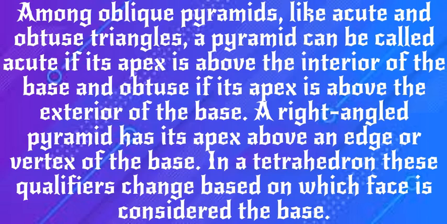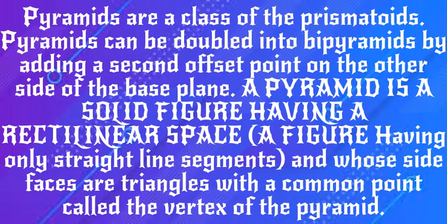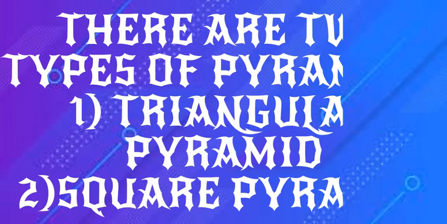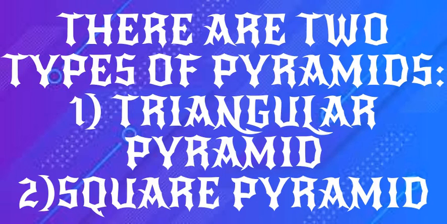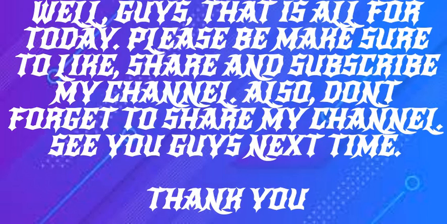A regular pyramid has a regular polygon base and is usually implied to be a right pyramid. When unspecified, a pyramid is usually assumed to be a regular square pyramid, like the physical pyramid structures. A triangle-based pyramid is more often called a tetrahedron. Among oblique pyramids, like acute and obtuse triangles, a pyramid can be called acute if its apex is above the interior of the base and obtuse if its apex is above the exterior of the base. A right-angled pyramid has its apex above an edge or vertex of the base. In a tetrahedron, these qualifiers change based on which face is considered the base. Pyramids are a class of the prismatoids. Pyramids can be doubled into bipyramids by adding a second offset point on the other side of the base.